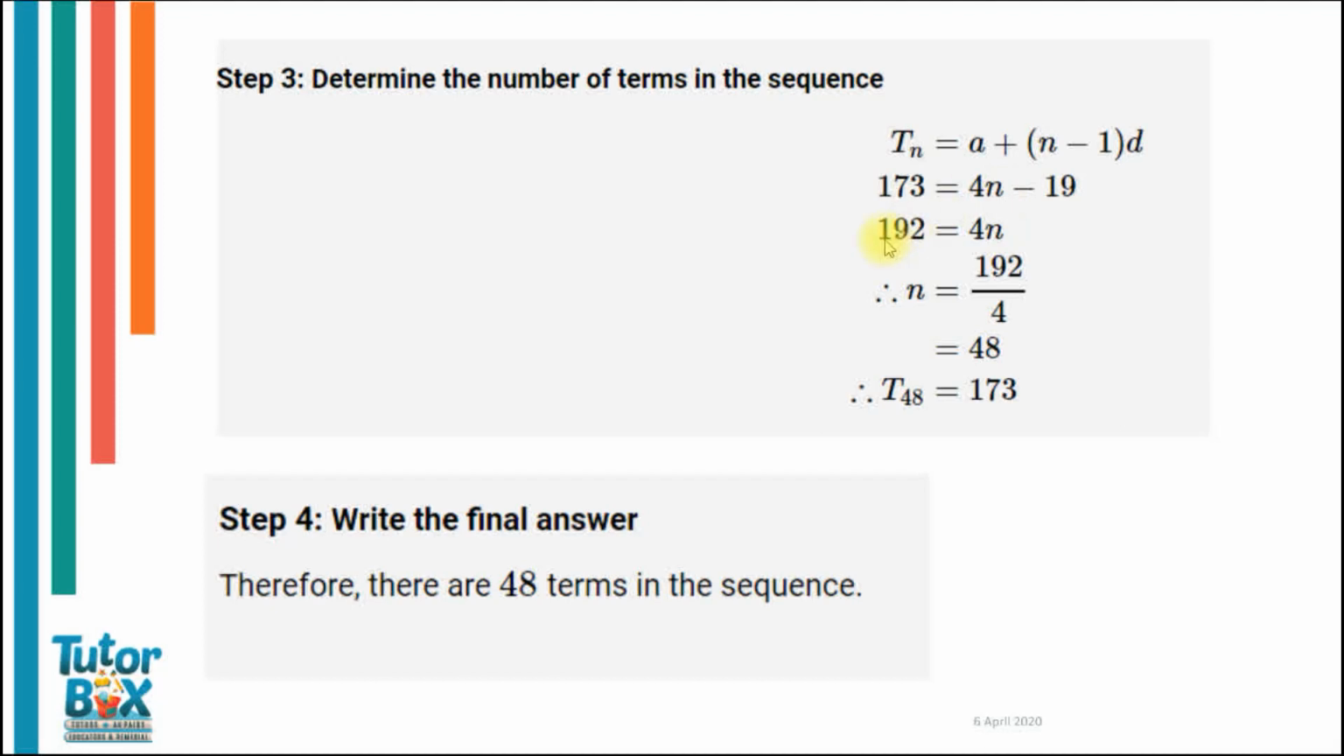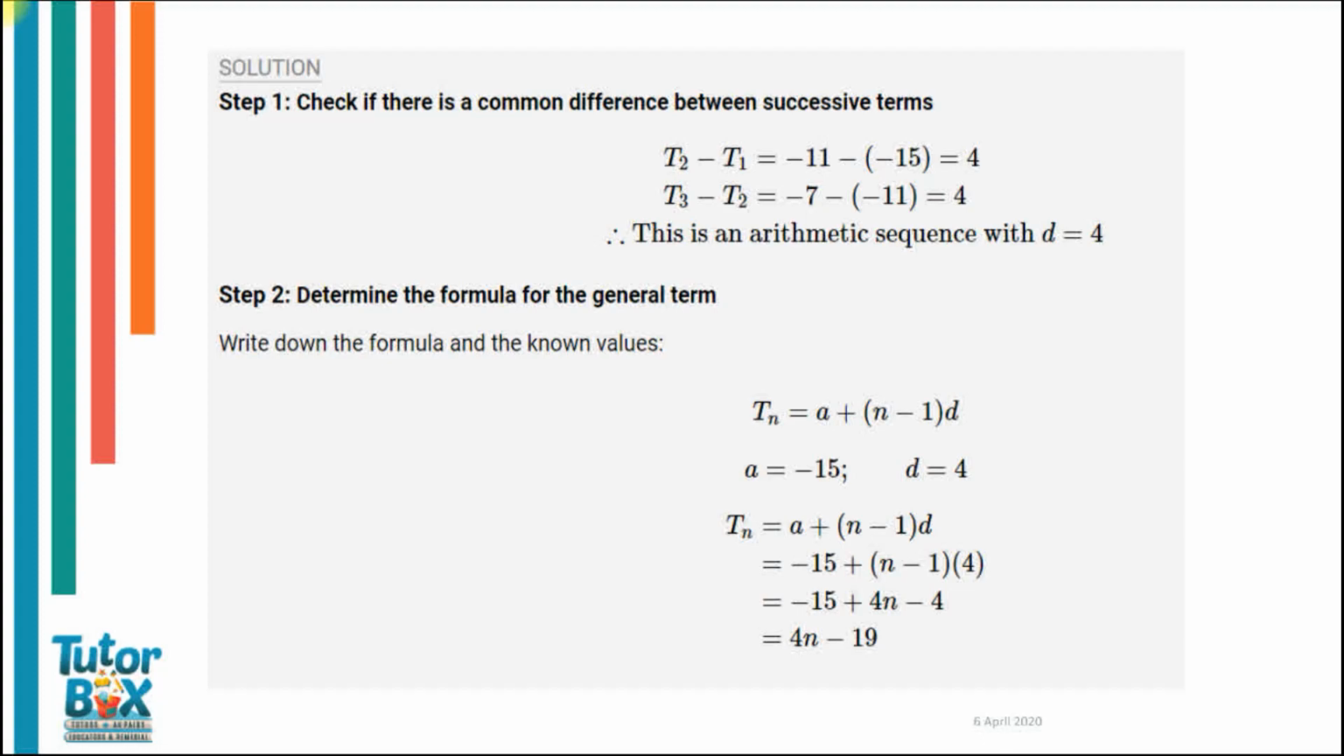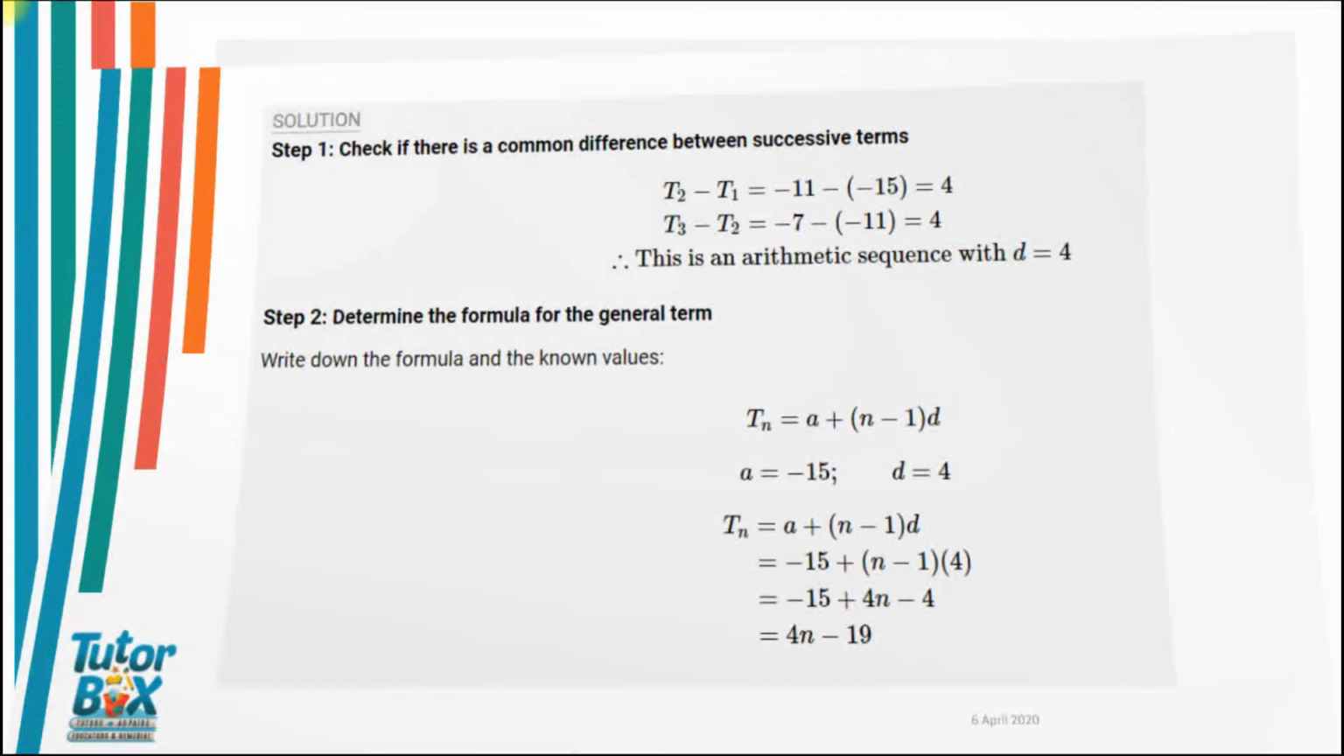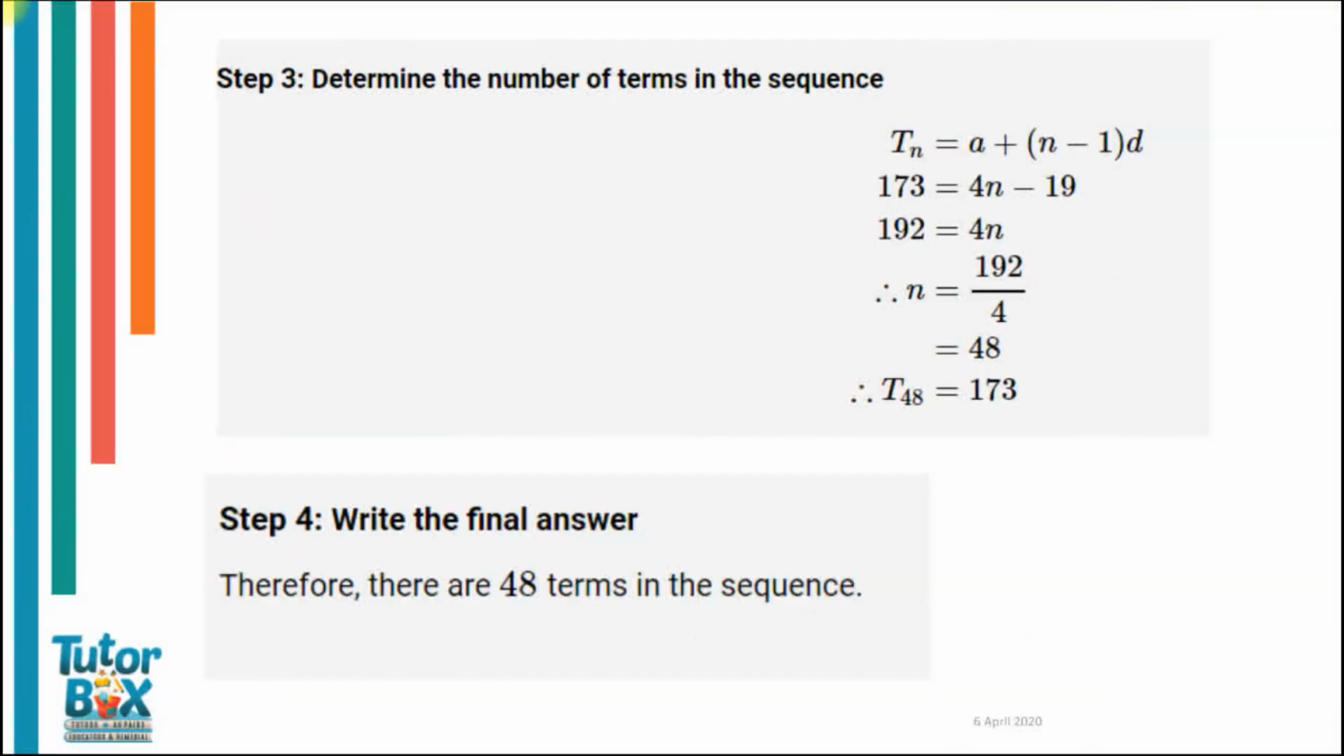Then I have 192 is equal to 4n. I want to solve for n, so I get n to be 48. So the 48th term is 173. Now they're asking how many terms are in the sequence. The first term was minus 15, the second term was minus 11, the third term was minus 7, and the 48th term was 173. So that means there are 48 terms in the sequence.